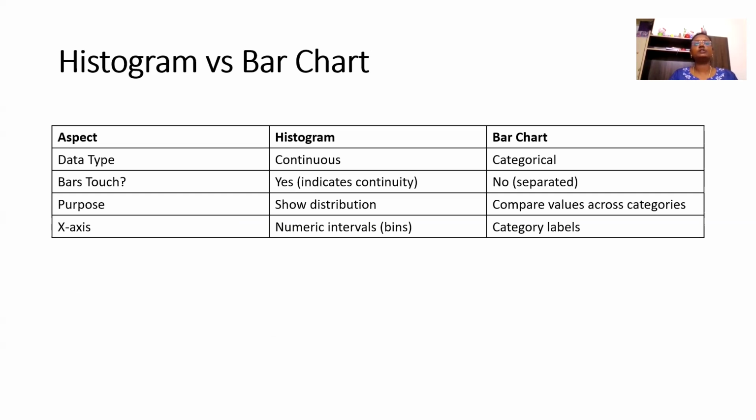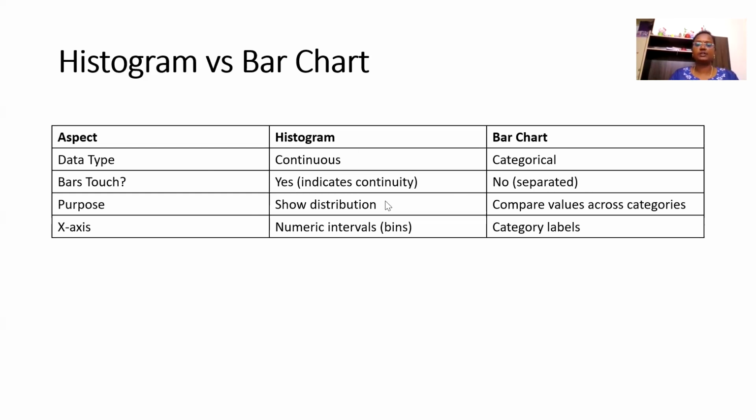So these are the representations of a histogram. If you look at the histogram and bar chart, they look similar. But let us see how they are differentiated. Data type: in the histogram, we have continuous values. In the bar chart, we have categorical values. In the histogram, the bars touch, which indicates continuity. In the bar chart, the bars are separated.